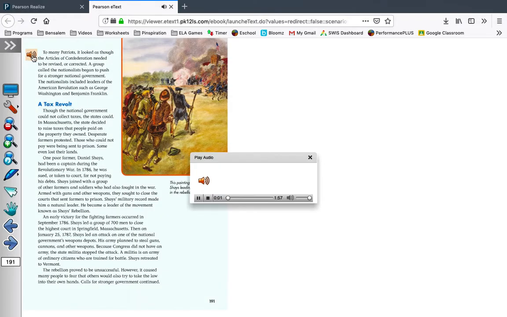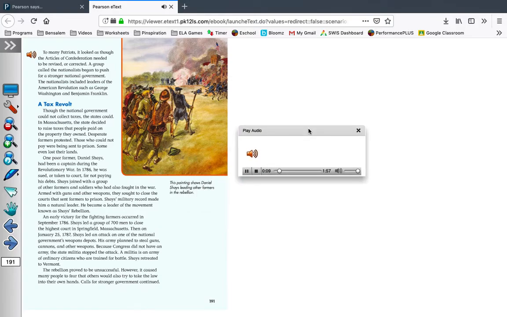To many patriots, it looked as though the Articles of Confederation needed to be revised or corrected. A group called the Nationalists began to push for a stronger national government. The Nationalists included leaders of the American Revolution such as George Washington and Benjamin Franklin.